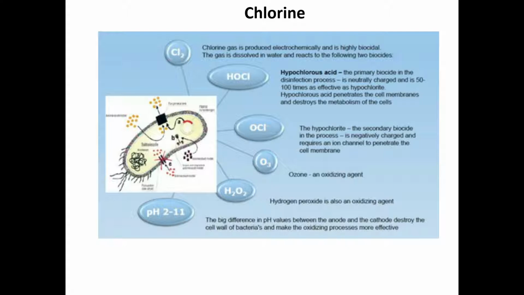You can end up with other variants of chlorine, so hypochlorite, ozone, which is an oxidizing agent. So it can damage lipids, damage proteins, damage DNA. You have hydrogen peroxide, another oxidizing agent, another reactive oxygen species.